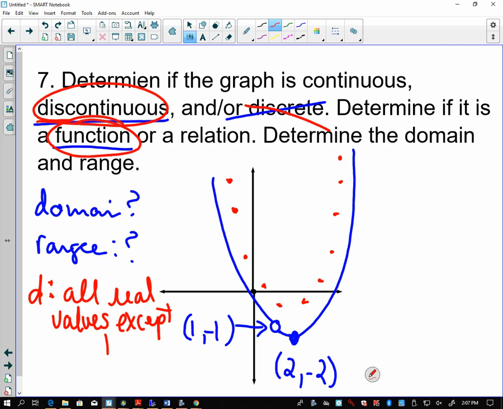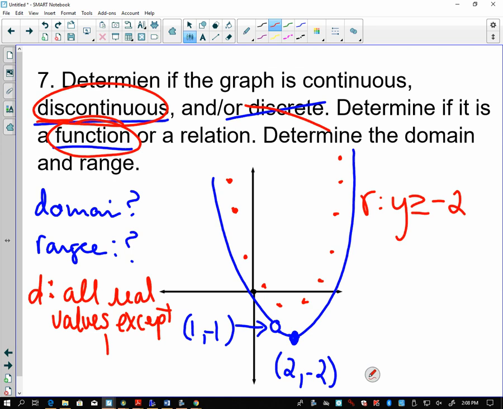All right, range. Okay, those are our y values. Does it go on and on forever up? Does it go on and on forever down? No. Okay. So is it greater than something or less than something? Greater than. So y is greater than what? Y is greater than -2. Is it equal to -2?